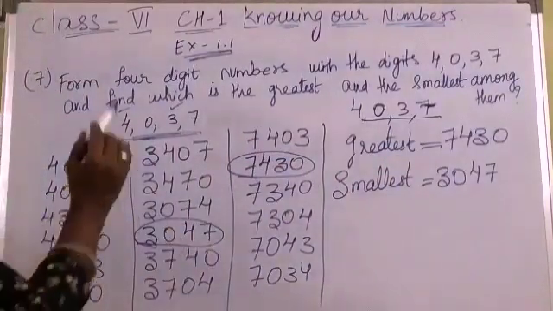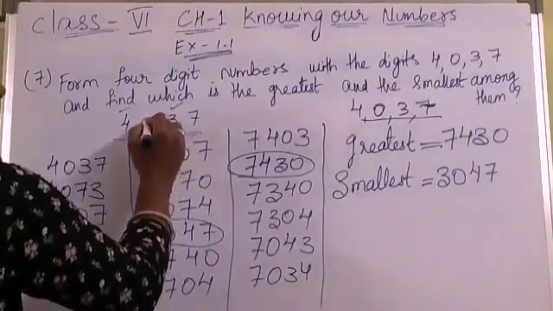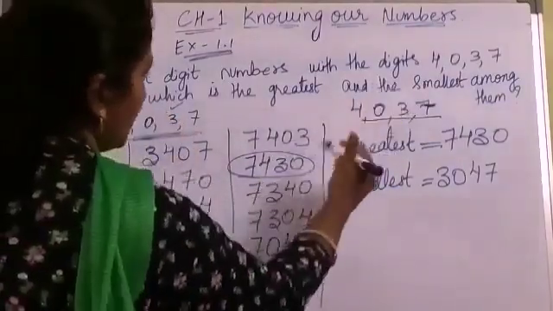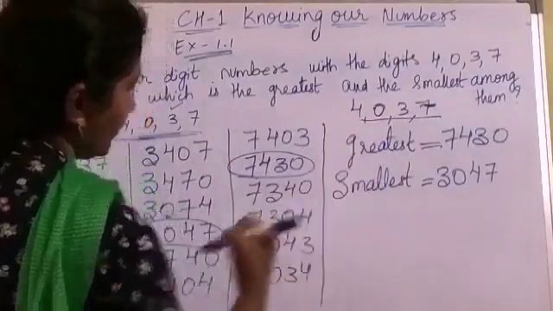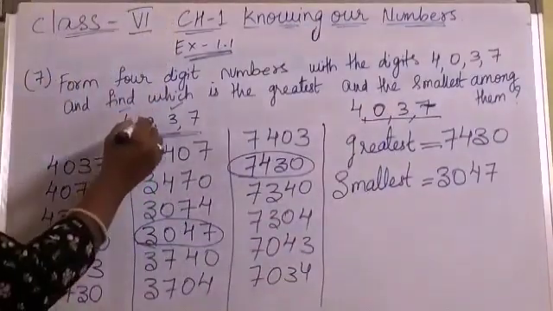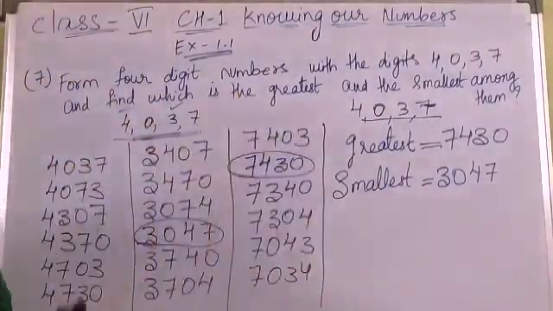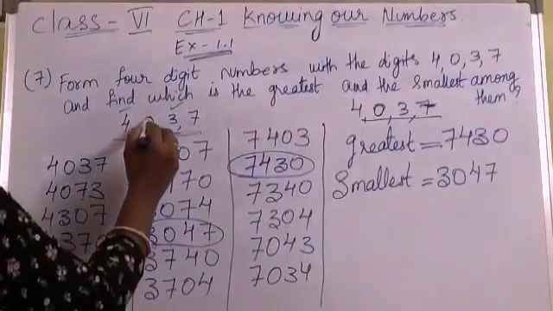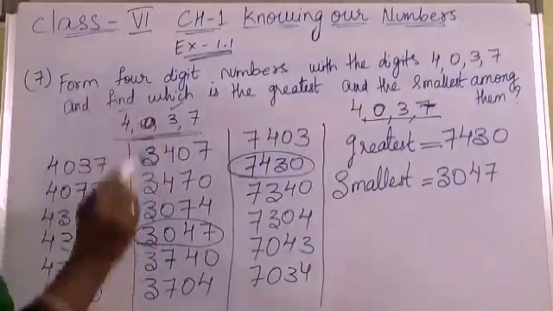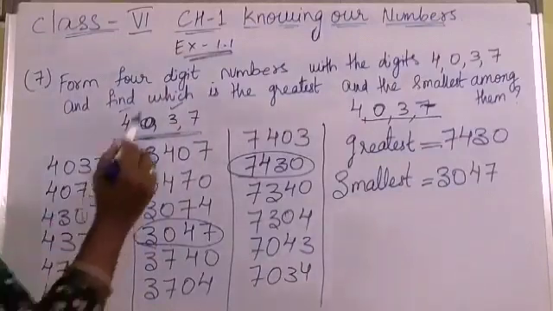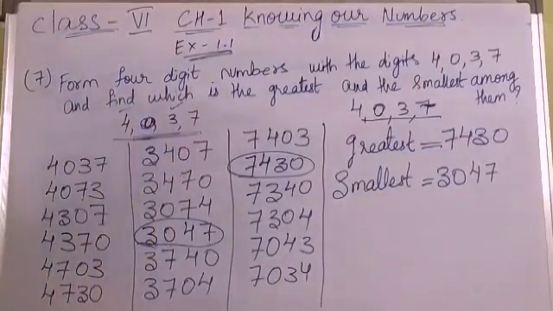Is it clear, children? It's very interesting. Suppose if 0 is not here, then you will get 6 more numbers. Because of 0 here we got only 18 different numbers. But if instead of 0, you have another number, you will get a total of 24 different numbers using the digits. Is it clear, children?